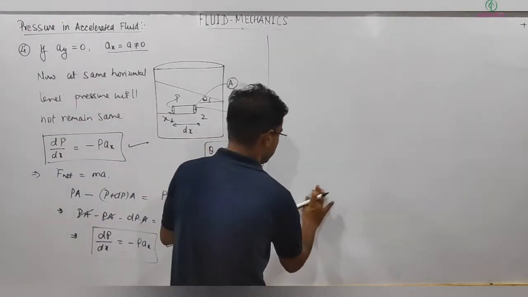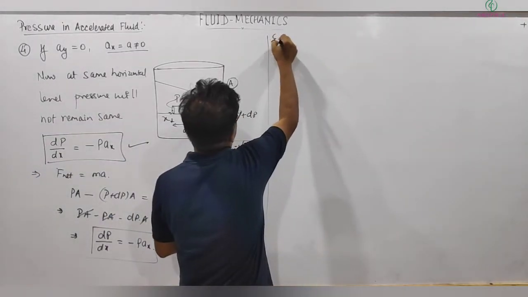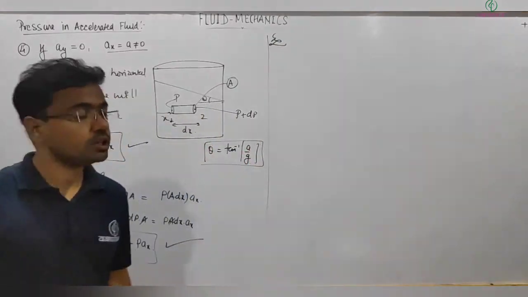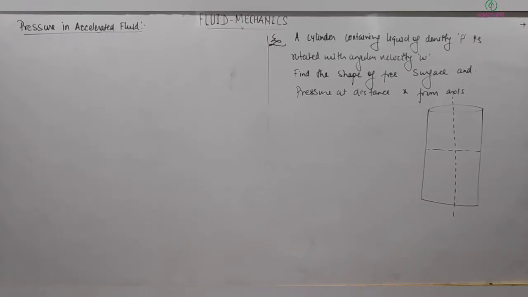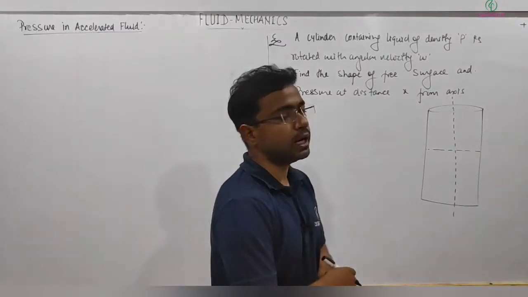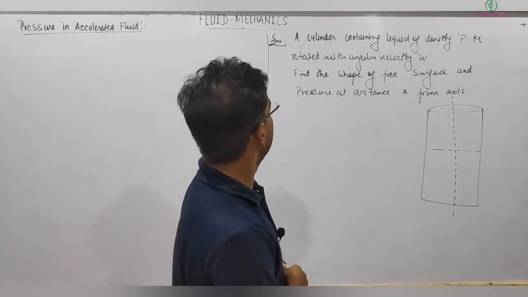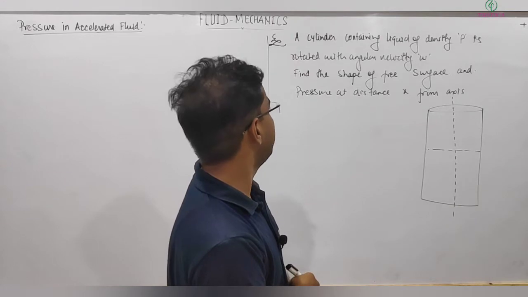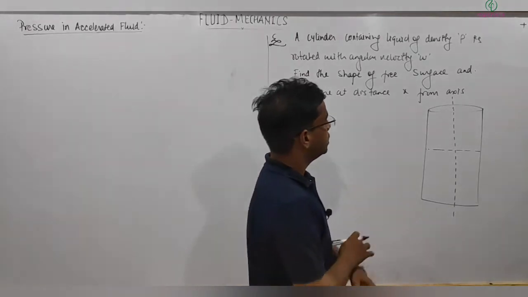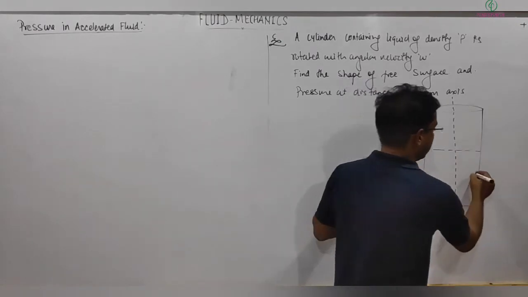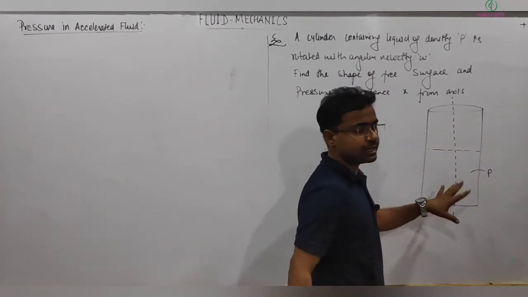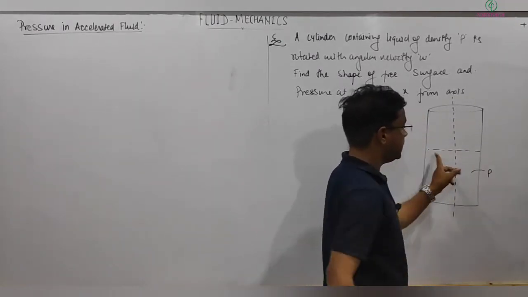Here comes one more case, let me show you that with an example. Okay, so consider this case. A cylinder containing liquid of density rho is rotated with angular velocity omega. Find the shape of the free surface. So let's say this is the cylinder containing liquid of density rho, and initially it was at rest, then the shape of the free surface will be like this.